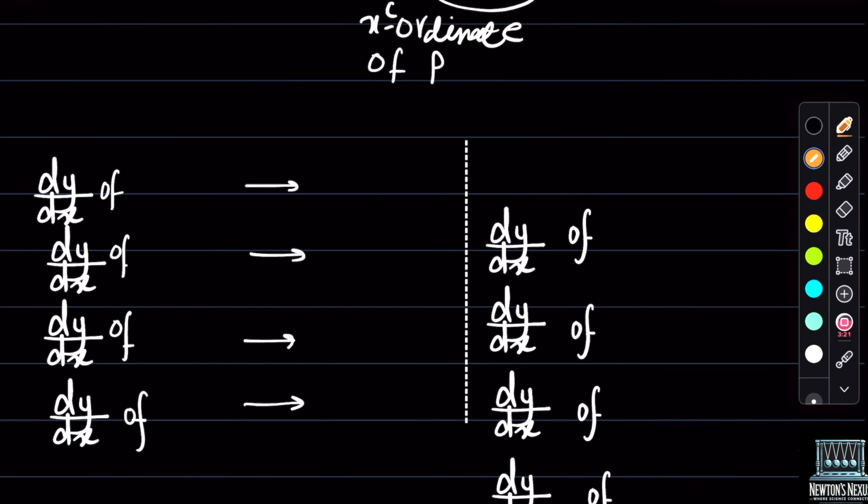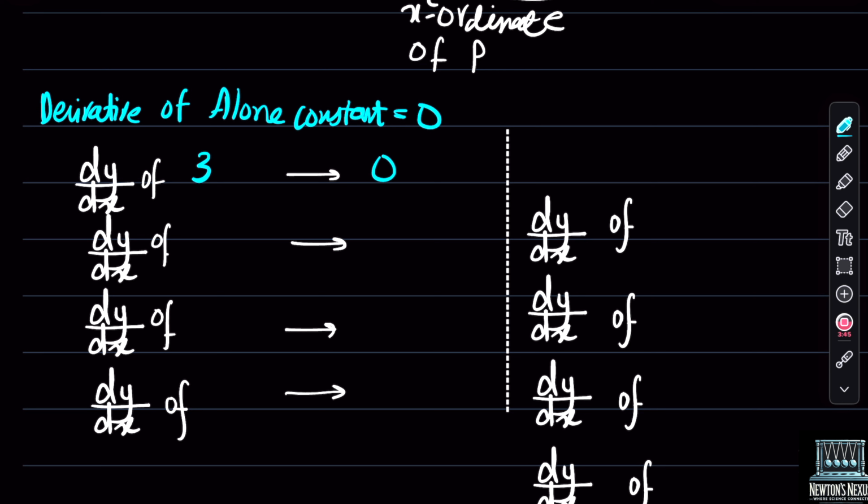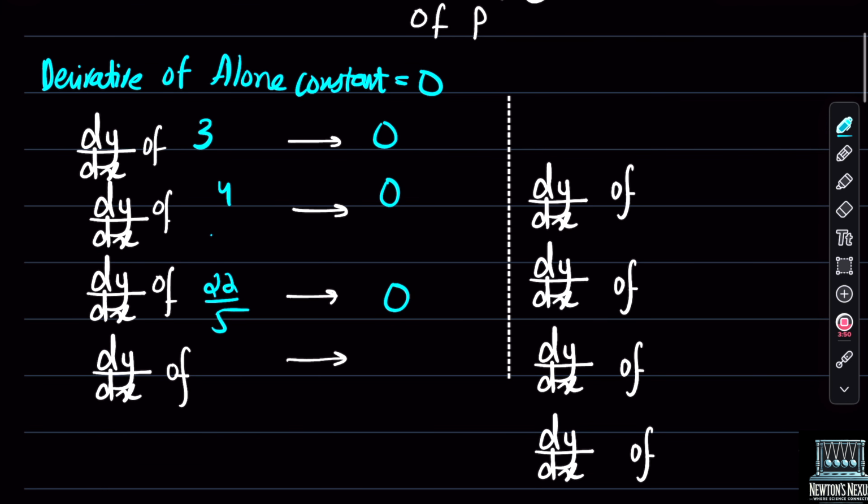The first rule which we will be learning is the function of a constant. The derivative of a lone constant is always zero. For example, the derivative of 3 is 0, of 4 is 0, of 22 by 5 is 0, and of -8 is 0. So the derivative of a lone constant is always 0. That's our first rule.